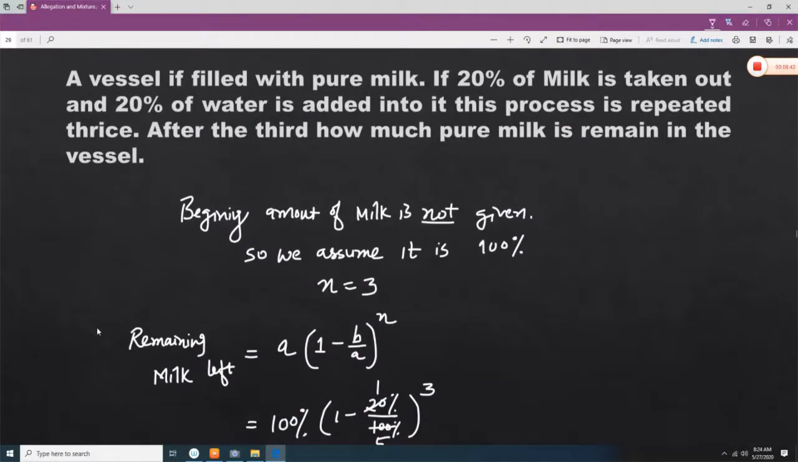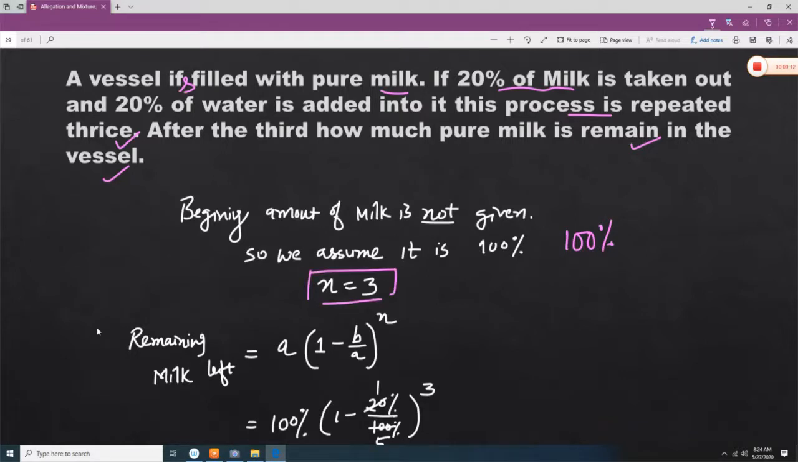A vessel is filled with pure milk. If 20% milk is taken out and 20% of water is added into it, this process is repeated thrice. After the third time, how much pure milk remains in the vessel? Now the beginning amount of milk is not given, so we have to assume the beginning amount is 100%, and we have to repeat this process 3 times.